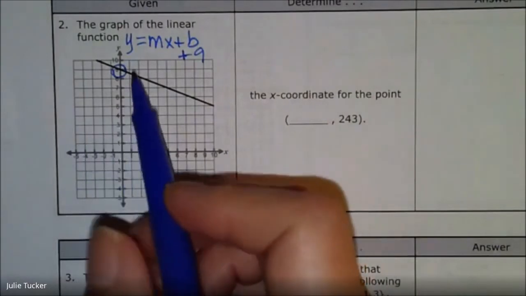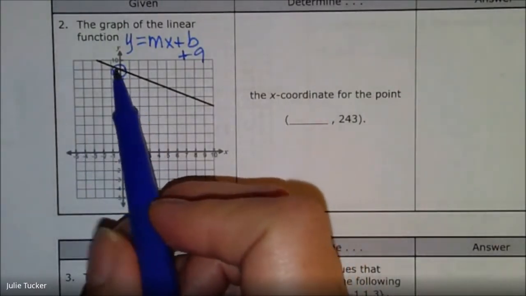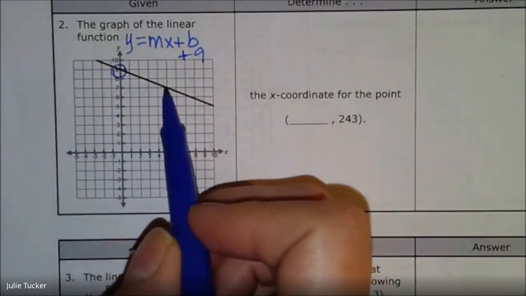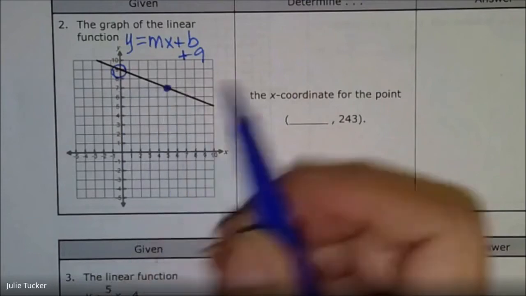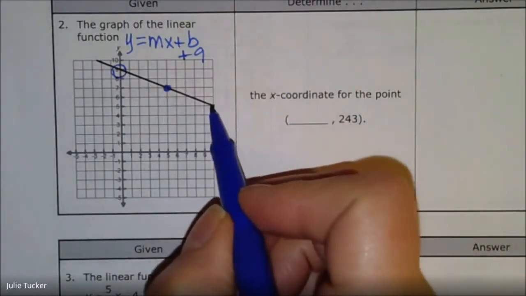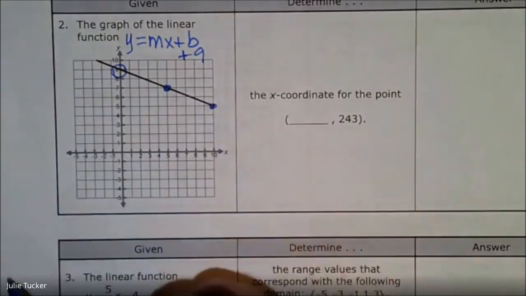So let's look for another good lattice point where it's whole numbers. This is a good lattice point right here, and then this is a good one here. You know what I mean by lattice point? I mean, it's going through the corners of the squares on the graph.